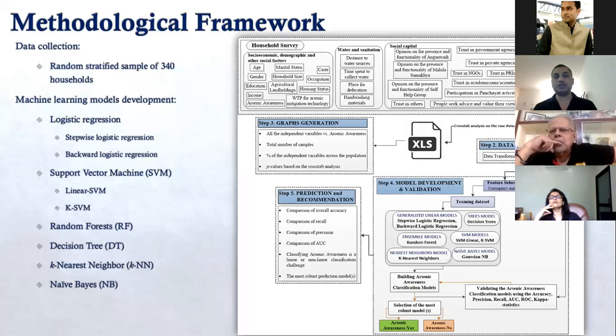Then support vector machine is a very strong machine learning algorithm which has been used by several scientists, and it can also capture linear versus non-linear relationships between the outcomes and the predictors. Similarly, random forest is another very strong and widely used algorithm, and so on.